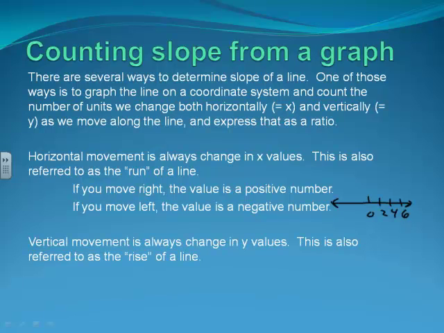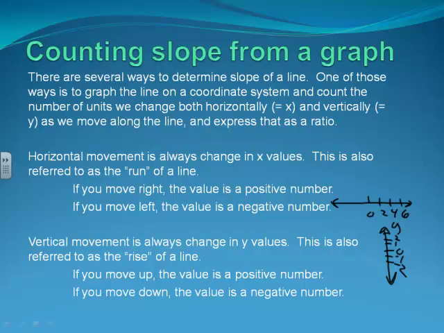Vertical movement is always change in Y values. You know that the Y-axis, again, is simply a number line, whereas you move up, you're getting more and more positive, and as you move down, you're getting smaller or more negative. If you move up, the value is a positive number, and as you move down, the value is a negative number.